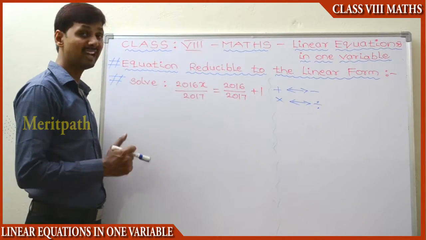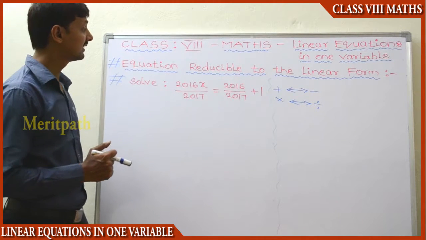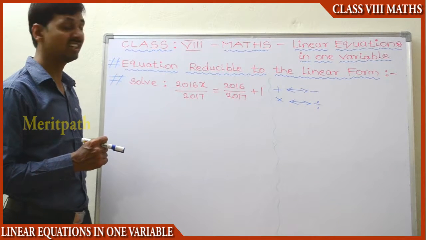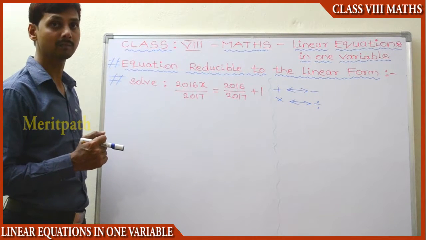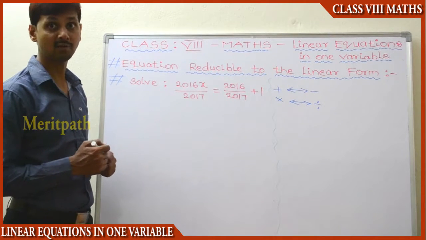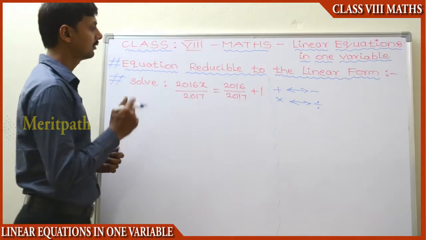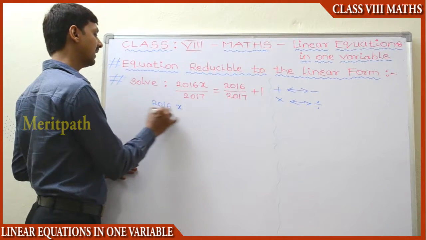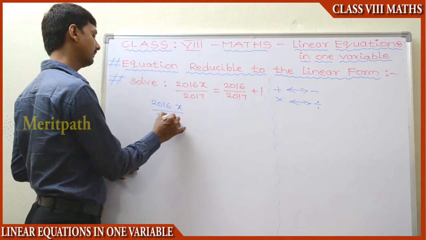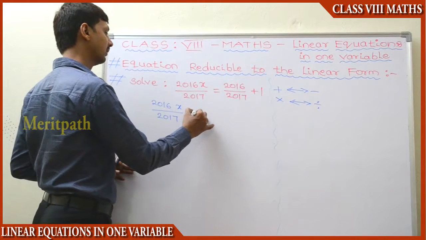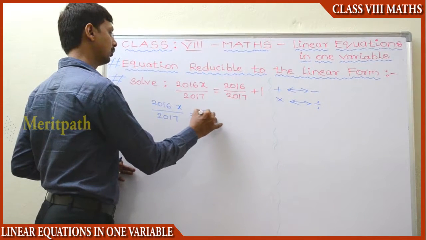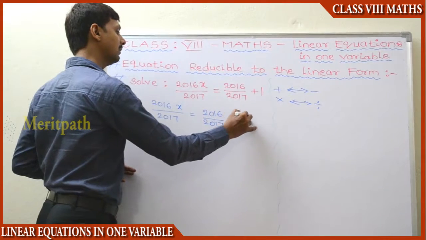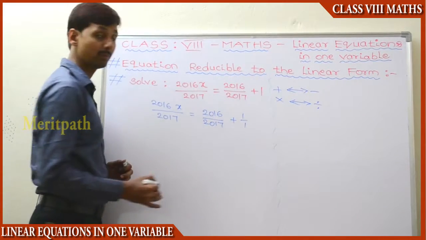Equation reducible to linear form. Let's take one of the examples: 2016x/2017 = 2016/2017 + 1. So we need to find out the value of x here. So let's take the question: 2016x divided by 2017 is equal to 2016 by 2017 plus 1. So 1 is nothing but 1 by 1.